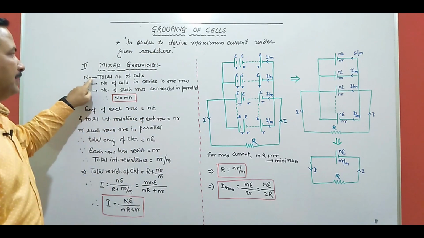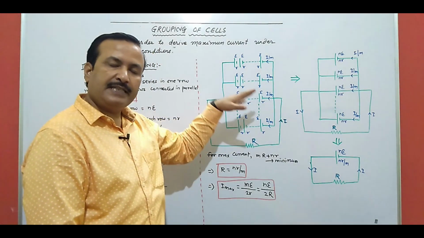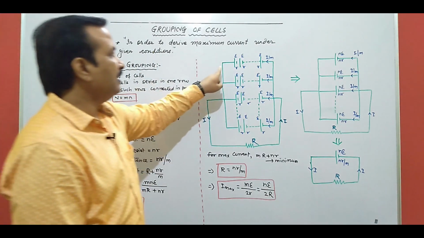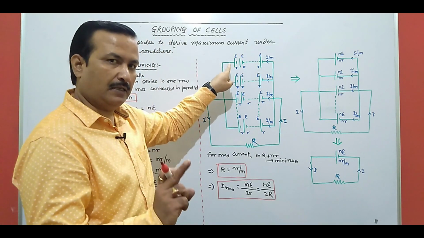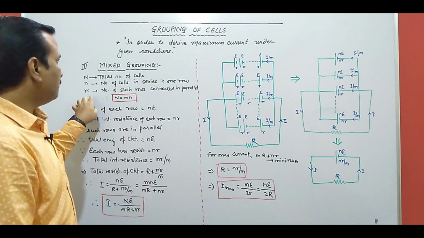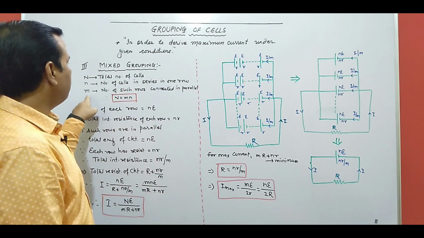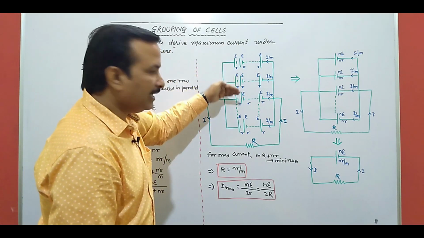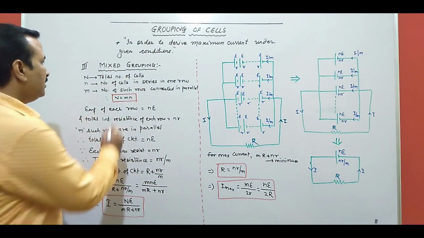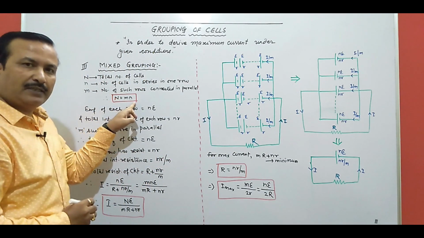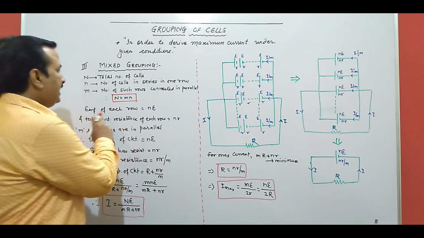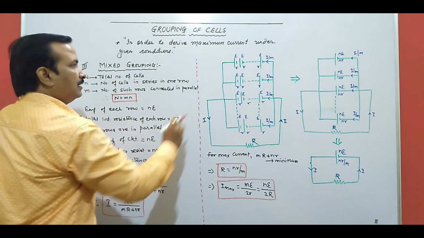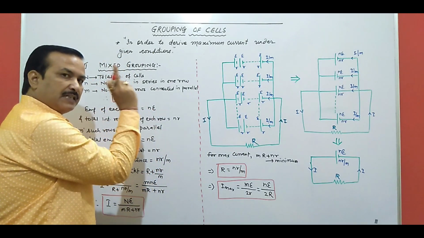Okay, so capital N we have taken as the total number of cells, whether they are in series or in parallel. Then small n is the total number of cells in series in one row. In one row small n number of cells are there, and then m number of such rows connected in parallel. These are n cells and similarly we have taken m rows. Okay, so the total N we will get is equal to m into n. Total cells we will be getting. EMF of each row: what EMF will be formed in each row? It is series, so in series it is nE.